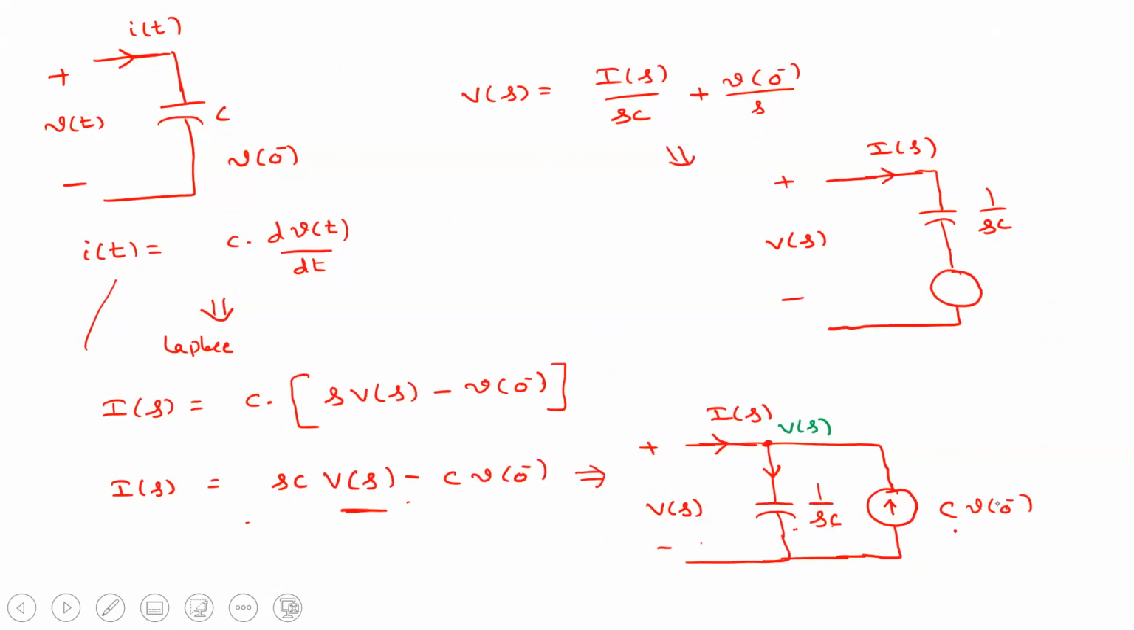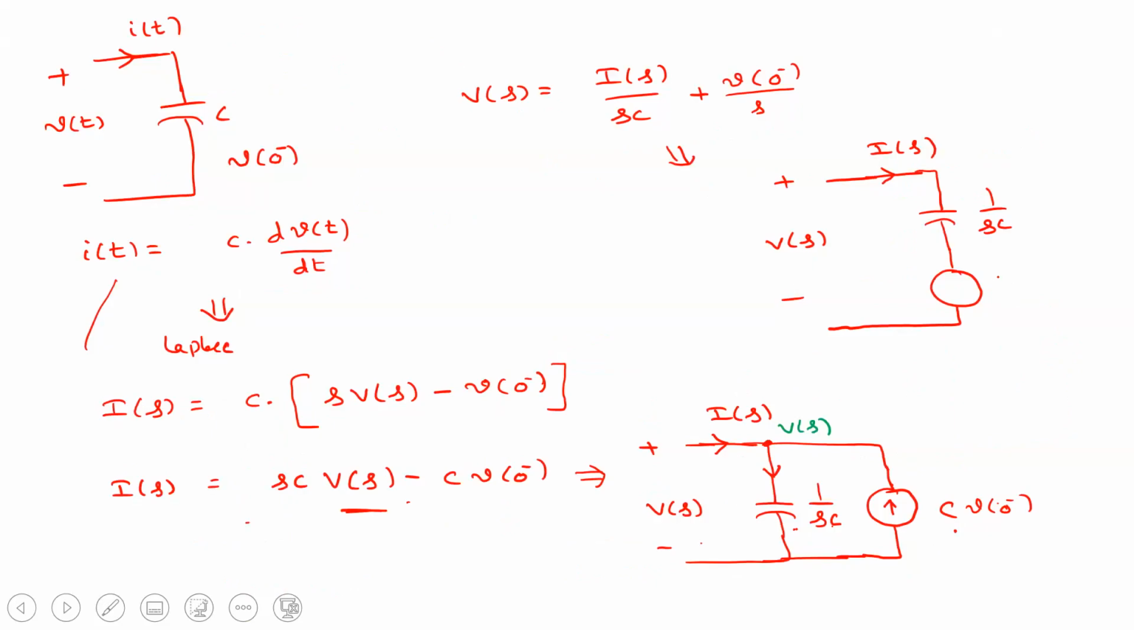What is the source value here? V of 0 minus by S. What is the polarity? If you apply KCL, this is I of S, so it will be plus minus. We are just doing it in the opposite way. We know the equation, so we are trying to retrieve the circuit. We know the governing KVL or KCL, and we are just trying to interpret the circuit.